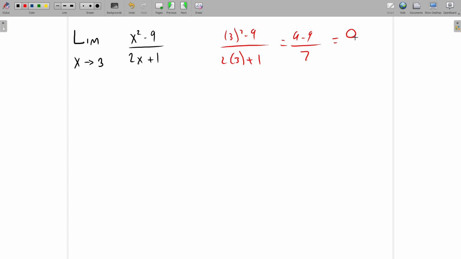Right, so we have 0 divided by 7, and we know that 0 divided by 7 is 0. Right, so this is kind of the second thing that can happen. We can end up with a 0 in the numerator and a number in the denominator that is not equal to 0. And in this case, it's just 0, right? 0 divided by something that is not 0 is just 0.